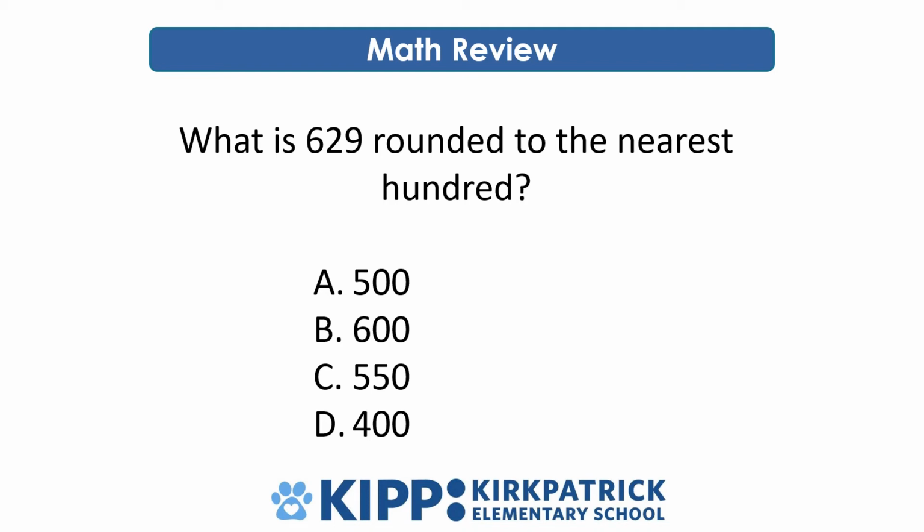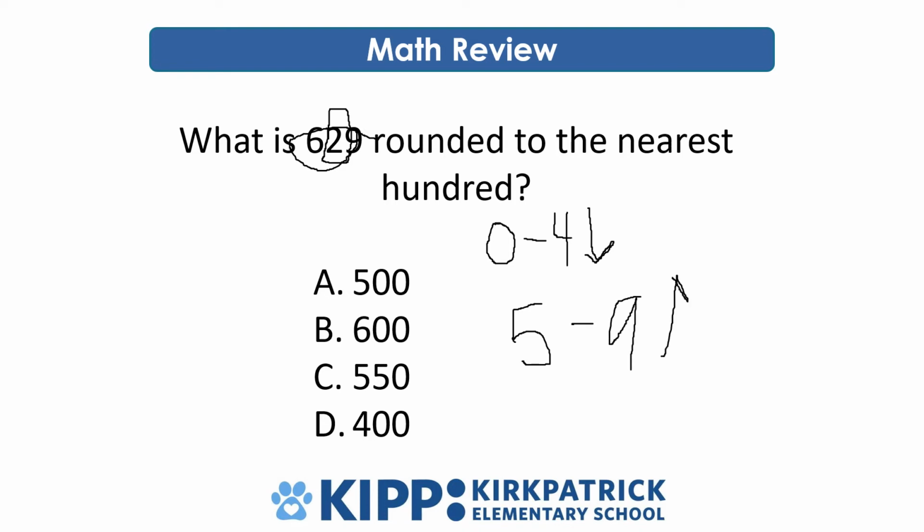All right, now this talks about rounding. It says, what is 629 rounded to the nearest hundred? When you look at this number, you're rounding to the nearest hundred. The number is 629. When you're rounding to the nearest hundred, you look at the number in the tens place. Remember, 0 through 4, you're going to round down. 5 through 9, you're going to round up. So if I'm looking at the number in my tens place, that number is 2.